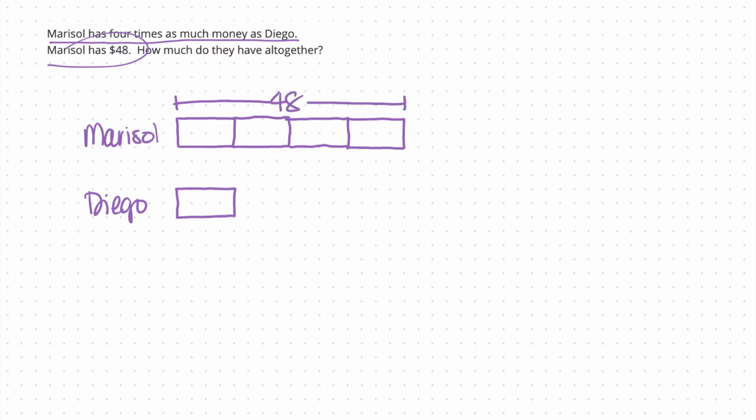And then it says how much do they all have together. So this is what we're trying to figure out, the sum of both. So we know that all of these pieces are equal, so we can give each one of these a variable and we can say it's x. Now, we want to know what x is representing. So what is x representing?